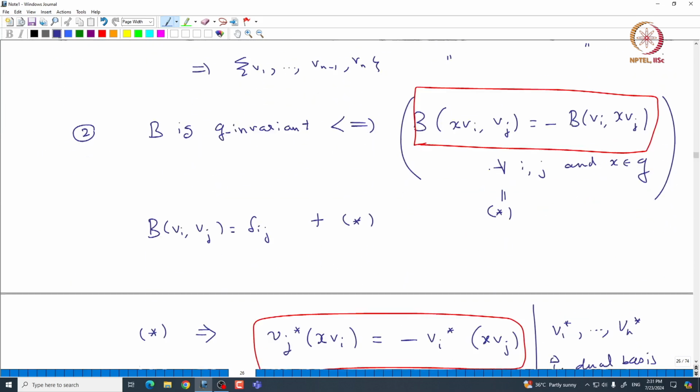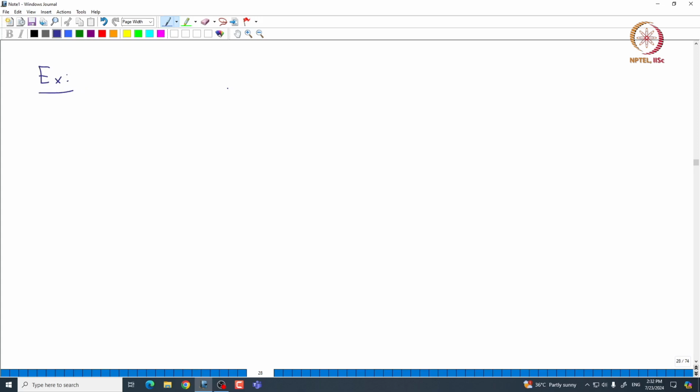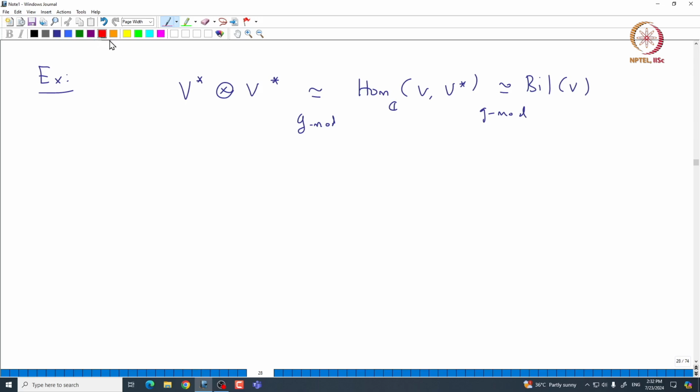So, now we can go back to this natural isomorphism between V star tensor V star and then the bilinear forms. So, this is naturally isomorphic to Hom(V, V star), which is naturally isomorphic to bilinear forms. So, these are all G module isomorphisms. Okay. Now there are some immediate operations that one can perform on the tensors. If you do that, we can ask what it corresponds to inside the bilinear forms.